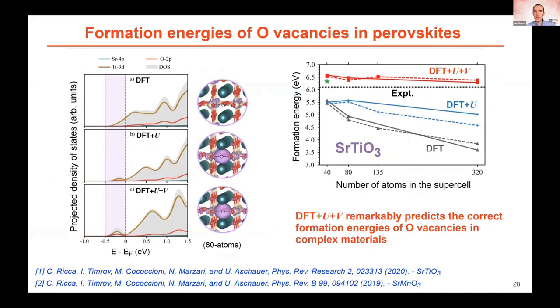This is the formation energies of oxygen vacancies in perovskites. So this is the formation energy on the y-axis, and on the x-axis is the size of the supercell. The experimental dilute limit is this black horizontal line. The green star is the hybrid functional HSE06. And we see when we increase the supercell, both DFT and DFT plus U go in the wrong direction. They go further away from the dilute limit, while DFT plus U plus V changes little, and moreover, it gets closer and closer to the dilute limit and gives the most accurate results, as accurate as the hybrid functional for small sizes of the supercell.